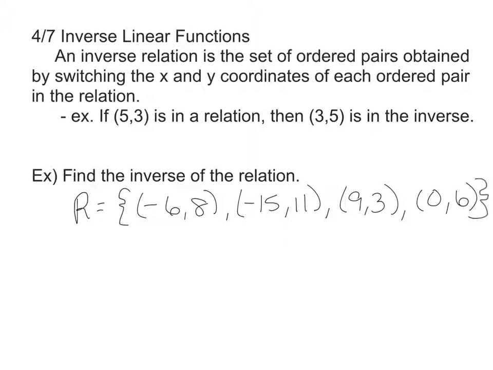Alright, so today we are talking about inverse linear functions. An inverse relation is the set of ordered pairs obtained by switching the x and y coordinates of each ordered pair in the relation. An inverse in general is basically you need to think of flip the x and y. Okay, so for example, if (5, 3) is in the relation, then (3, 5) would be in the inverse.